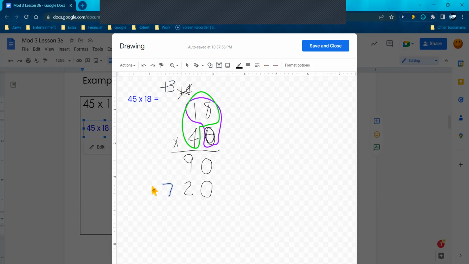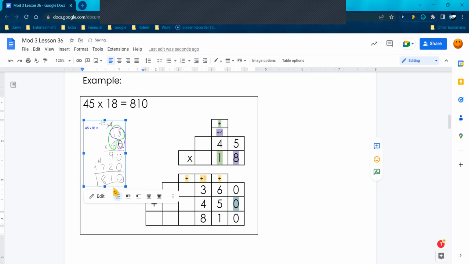Now I'm going to add this, you guys. 0 plus 0 is 0. 9 plus 2 is 11. So I drop my 1 and I carry my 1. And 1 plus 7 is 8. Now we're going to quickly go back and see if our numbers match up. I'm going to hit save: 810, 810, 810. So it doesn't matter which way you do it, as long as you do your multiplication properly, you will get the same answer.